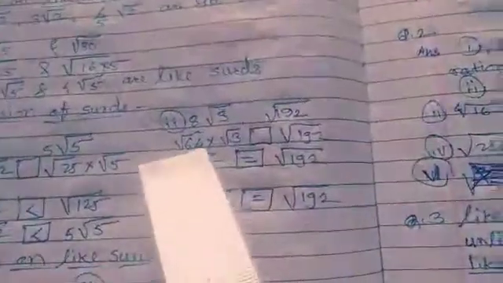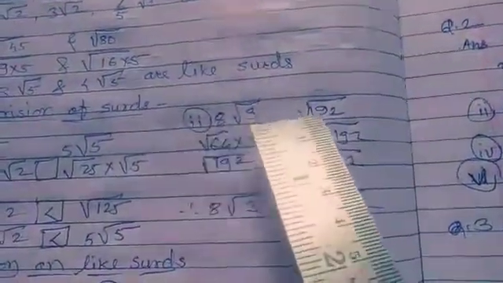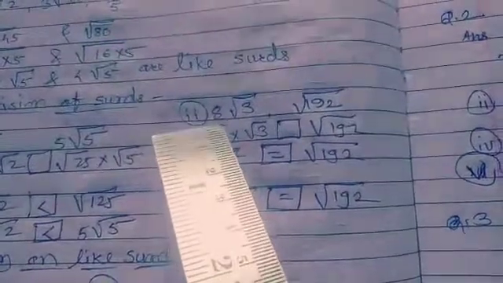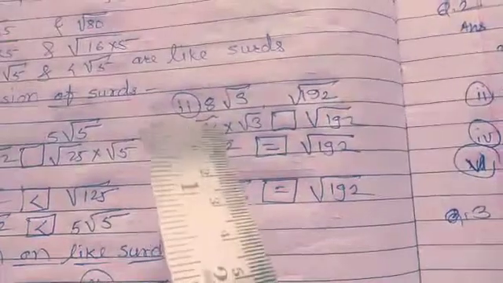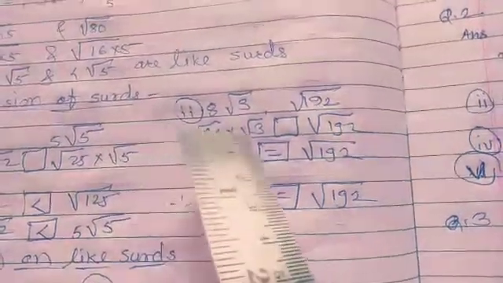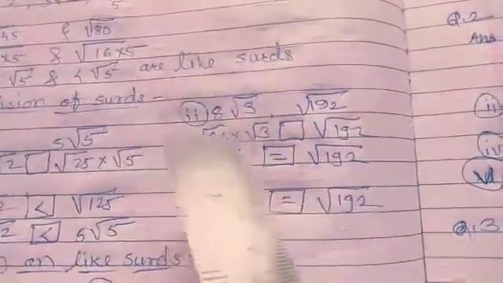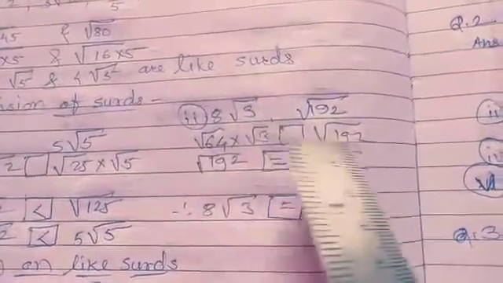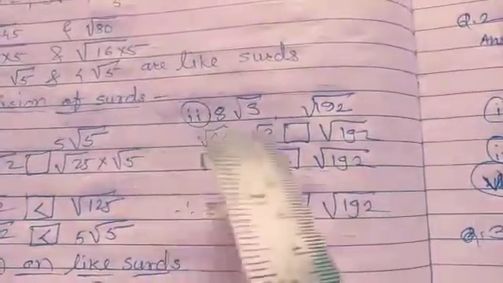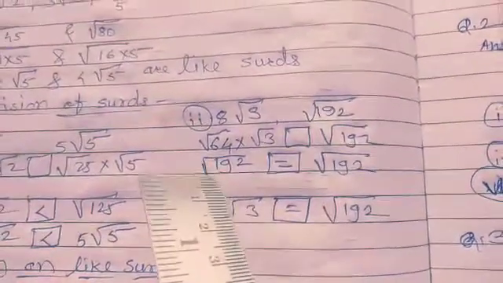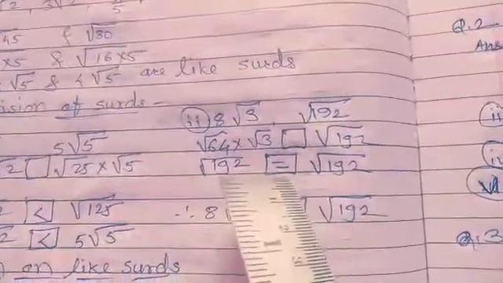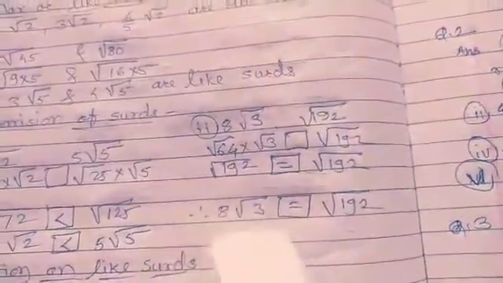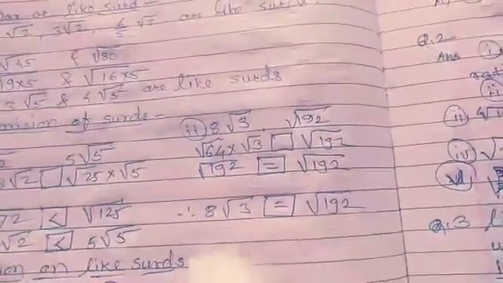Now number 2: 8 root 3 and root 192. Here the square of 8 is 64. 8 eights are 64. So root 64 into root 3, and here 192. 64 threes are 192. Here 192, and here also 192. So it is equal. Therefore 8 root 3 and root 192 are equal numbers.